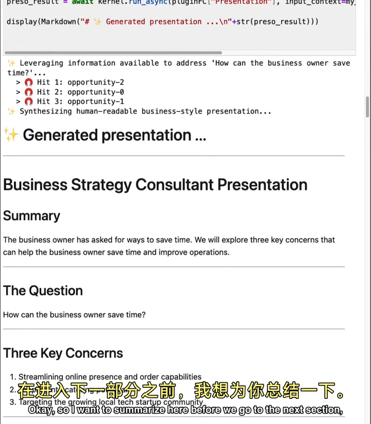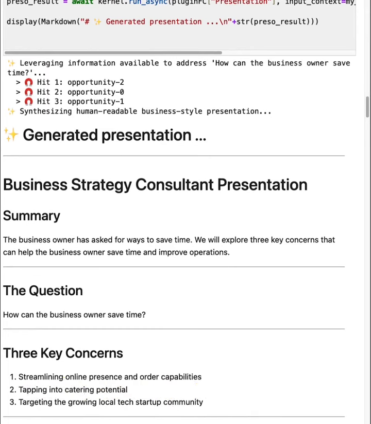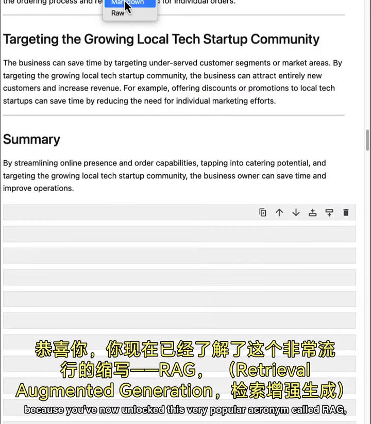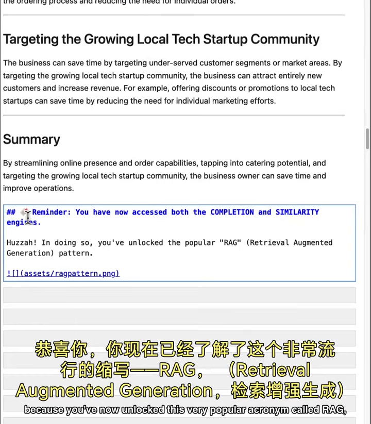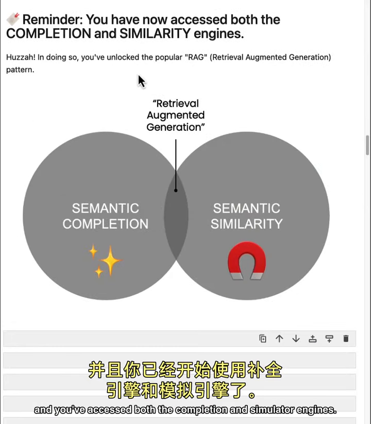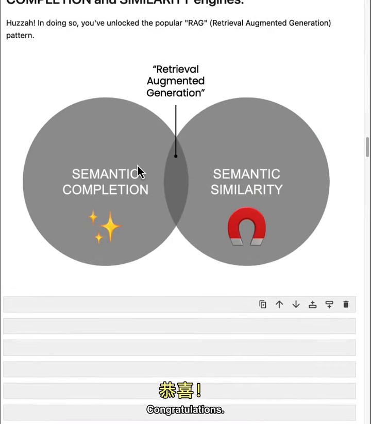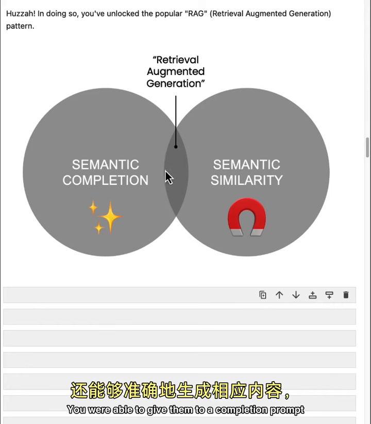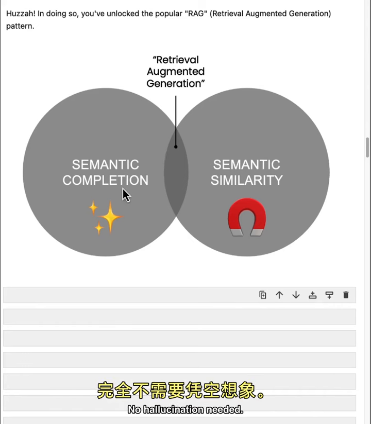Okay, so I want to summarize here before we go to the next section, but I want to congratulate you because you've now unlocked this very popular acronym called RAG, and you've accessed both the completion and similarity engines. Congratulations. You were able to find similar things in the vector database. You were able to give them to a completion prompt and generate something on point. No hallucination needed. Doesn't that feel good?